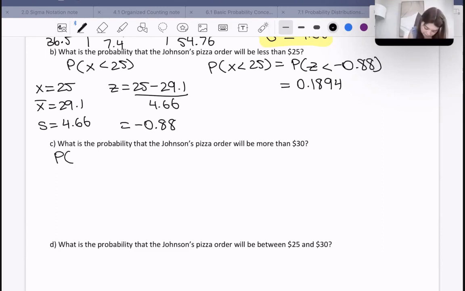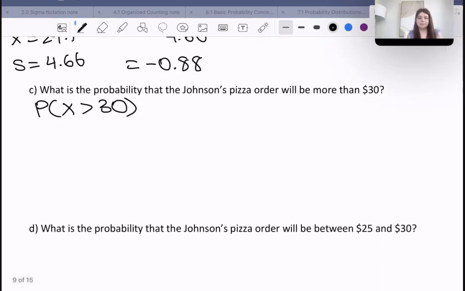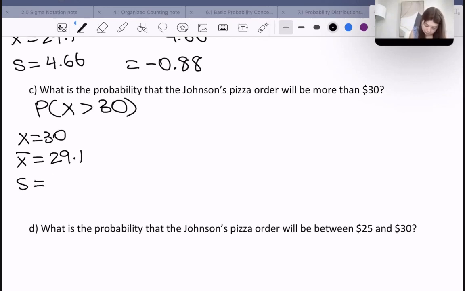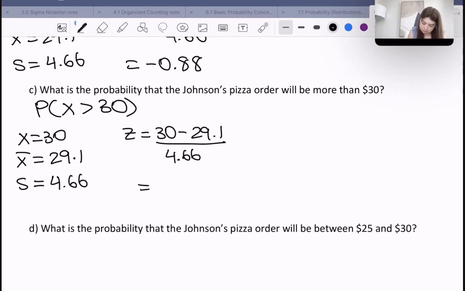So probability that X is greater than 30, that their pizza costs more than $30 today. Well, that means X is 30. X bar, as we know, is 29.1 as always. And S is equal to 4.66. Okay. So then here we have Z is equal to 30 minus 29.1 over 4.66. Let's plug that in. It'll be 0.19 once that's plugged in.